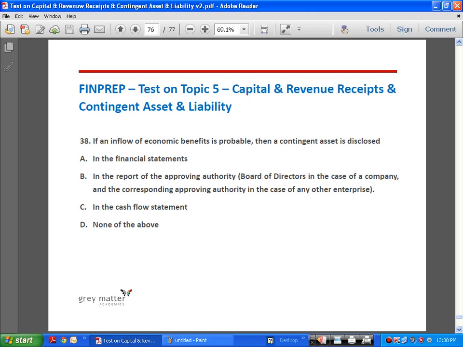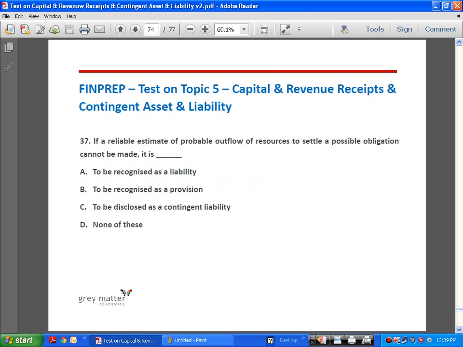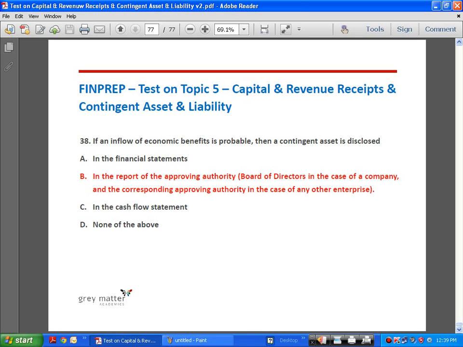So such an asset cannot be recorded in the books as a receivable because of the concept of prudence or the concept of conservatism, and this cannot be disclosed in the financial statements. This will be disclosed in the report of the approving authority. For example, in case of companies, the board of directors is the approving authority, and the annual report contains a section called the directors report, and that directors report will contain information about this contingent asset. So answer is B.